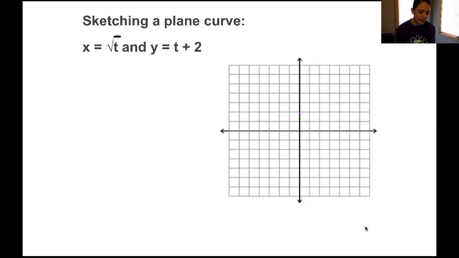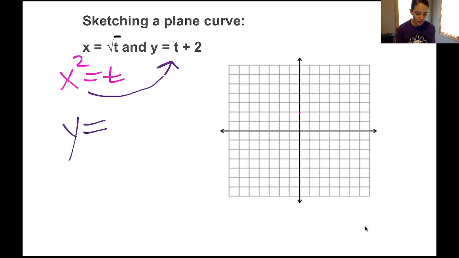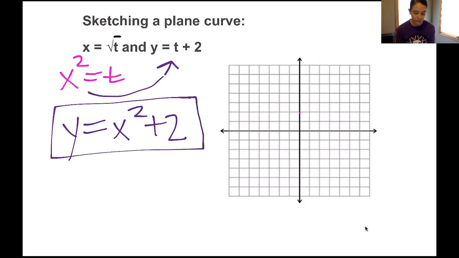I'm going to go ahead and take the x equation and solve for t there, okay? So if I solve for t, that means I'm going to square both sides and I have t equals x squared, all right? So then I'm going to come to the other equation and plug that in. So we have y equals x squared plus 2. And that is something that we're very used to seeing and we're very used to graphing, okay?